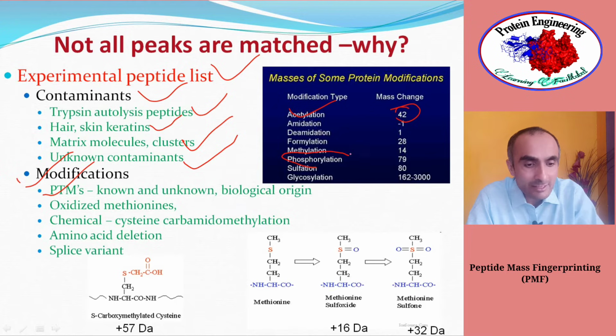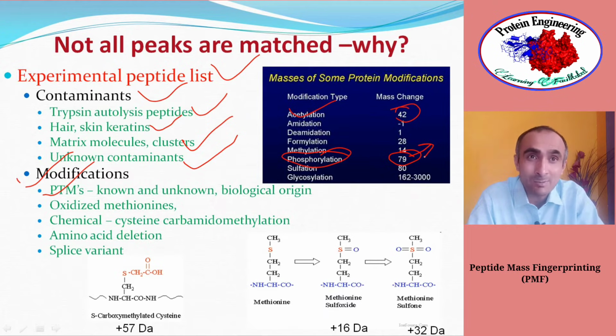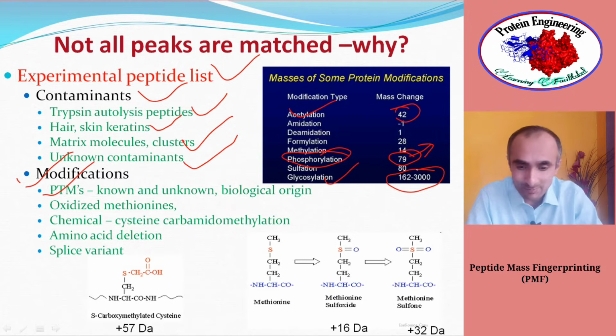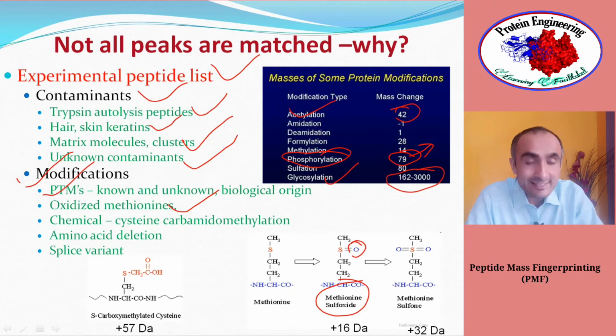Similarly, if there is a phosphorylation, a phosphate group is attached to a serine or threonine side chain. So in that case, 79 additional mass is present on that peptide in experimental spectra, although it will not be there in the theoretical one. So that's how that peptide will not match. Or there is glycosylation. Glycosylation varies in mass, from 162 Dalton to 3000 Dalton. So if there is any kind of change in the amino acid that is leading to a difference in mass of the peptide, that will lead to mismatching of both the spectra. Methionines can be oxidized to methionine sulfoxide, for example. One oxygen is added, and that leads to 16 Dalton additional mass.